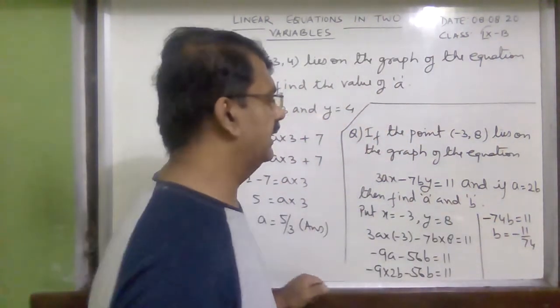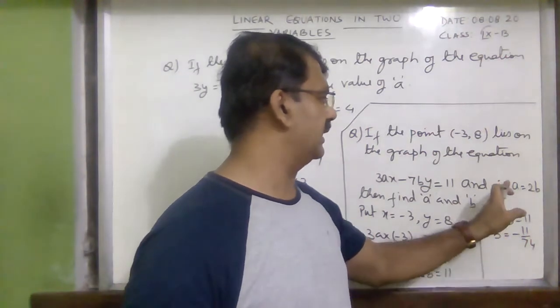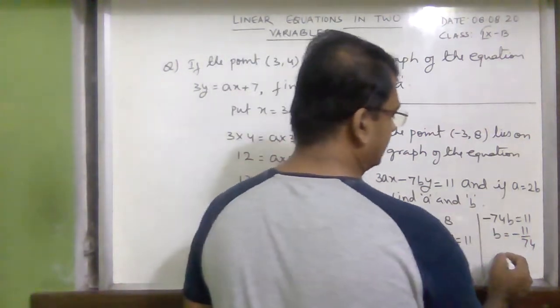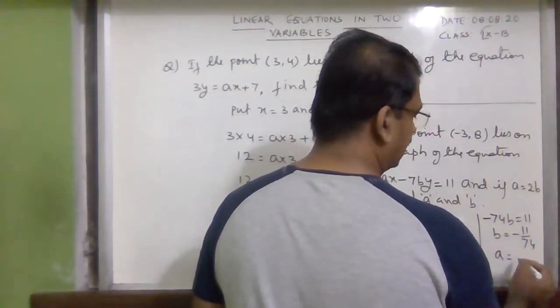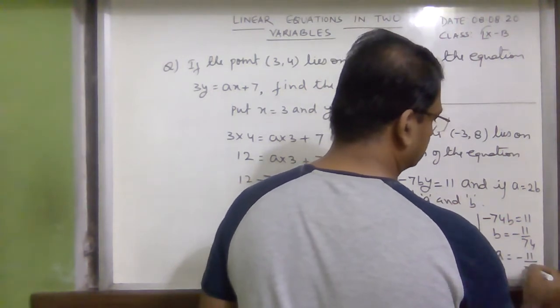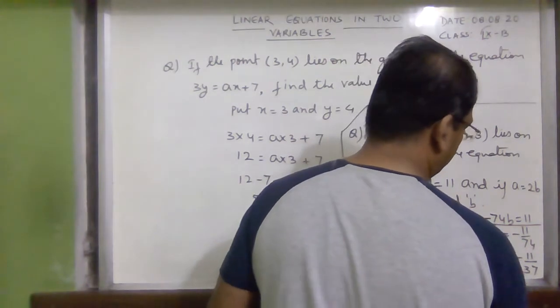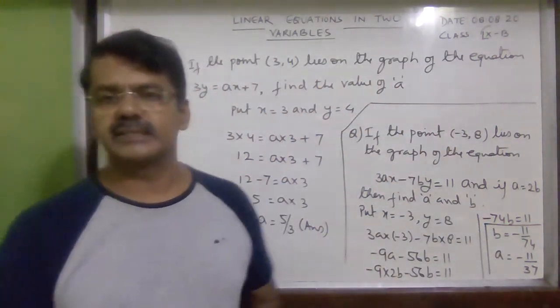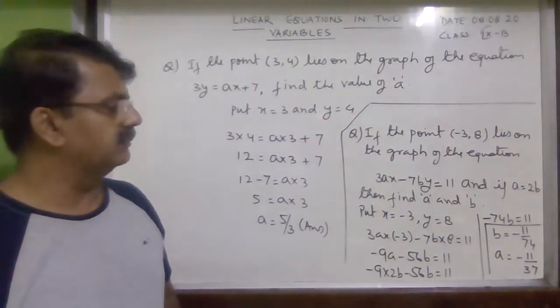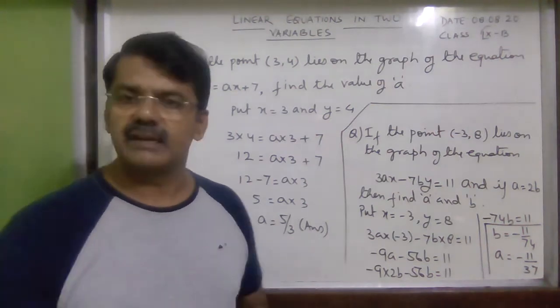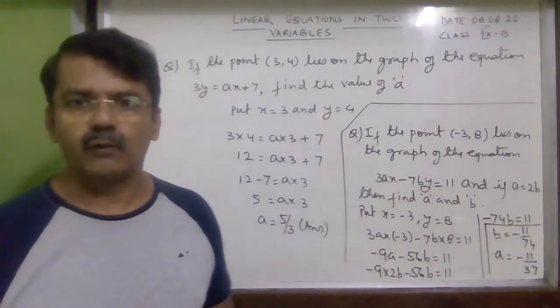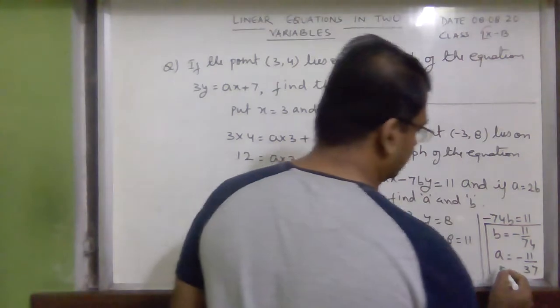And now if b is -11/74, a is 2b. So a is equal to, when you multiply it by 2, -11/37. So these are the values of a and b: a = -11/37 and b = -11/74. Clear? That is your answer.